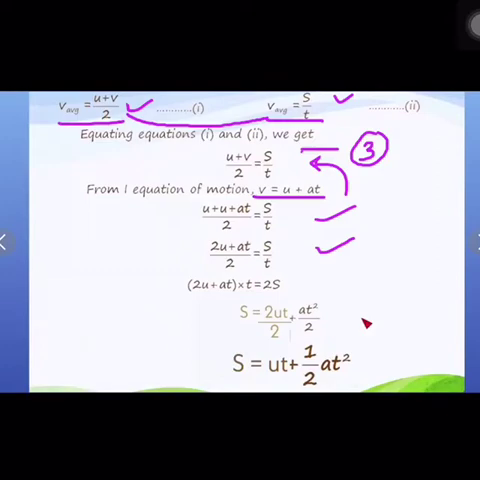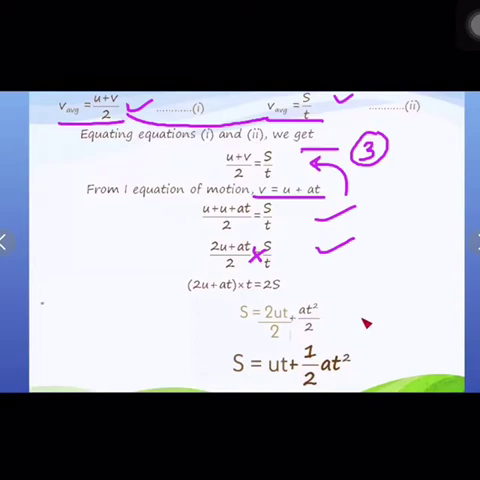2u plus at upon 2 is equal to s upon t. Now cross multiply these two equations. So you will get (2u plus at) multiplied by t is equal to 2s.